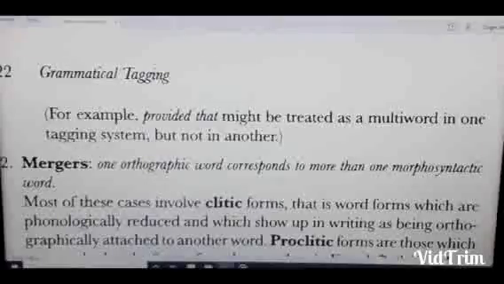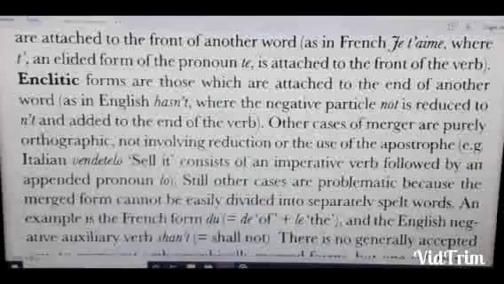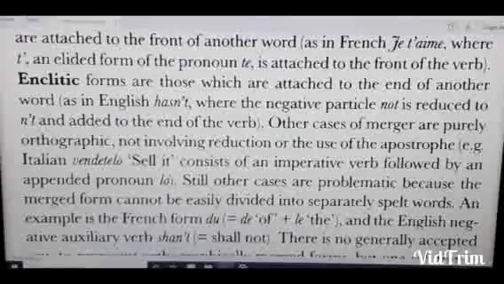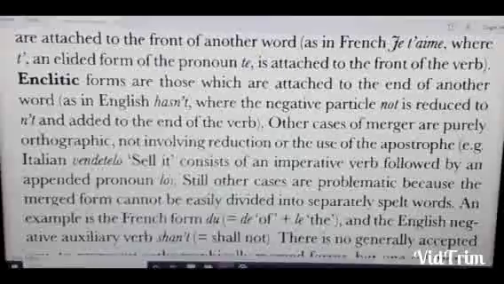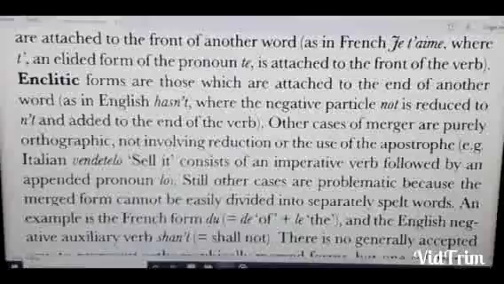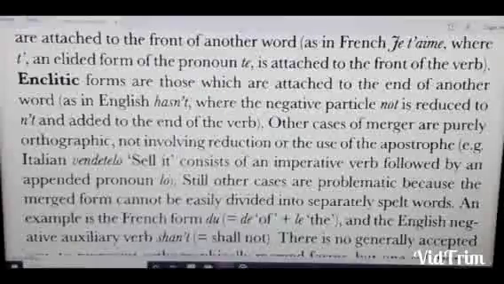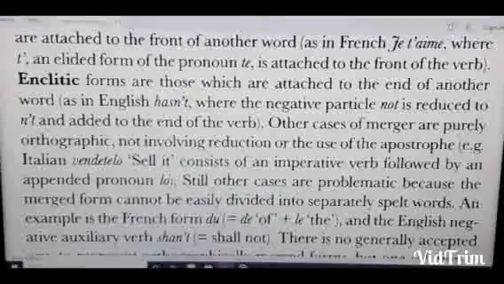Proclitic forms are those which are attached to the front of another word, as in French je t'aime, where the t', an elided form of the pronoun te, is attached to the front of the verb. Enclitic forms are those which are attached to the end of the word, as in the English hasn't, where the negative particle not is reduced to n't and added to the end of the verb.